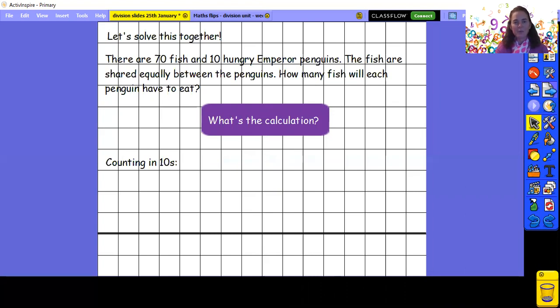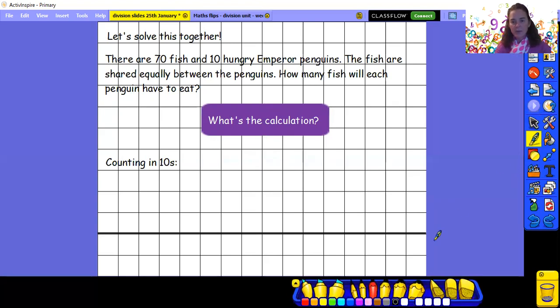Okay, so let's read the problem. There are 70 fish and 10 hungry emperor penguins. The fish are shared equally between the penguins. How many fish will each penguin have to eat? So let's highlight the important information, shall we? So we've got 70 fish altogether, and they're going to be shared by 10 penguins, and we need to share them equally. So what would our calculation be? What do you think? Call it out to the screen.